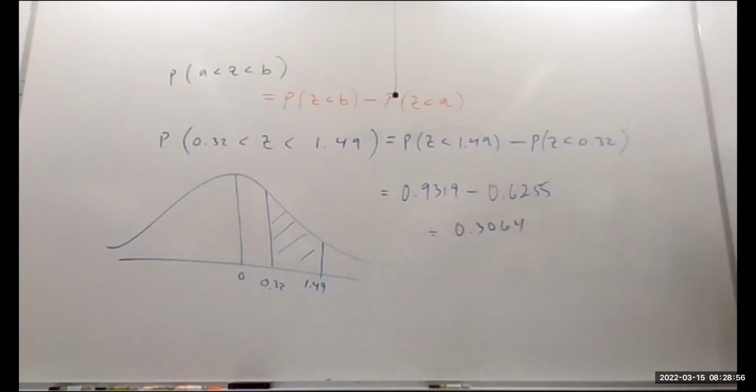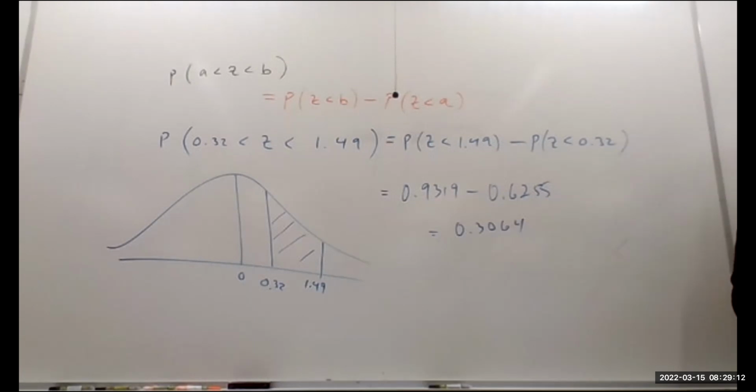0.3064. Oh, okay, that makes sense, because we said we were expecting an answer that was less than half, less than 0.5. So that answer at least makes sense. If my answer had been greater than 0.5, that would kind of disagree with my picture.